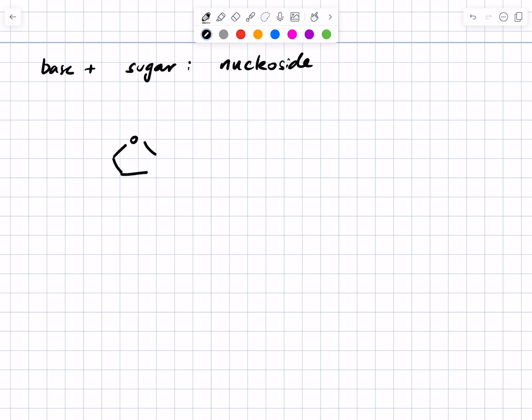The sugar is D-ribose, and the atoms in the ribose ring are numbered 1' at the anomeric carbon. So the anomeric carbon is 1', then 2', 3', 4', and then there's a hydroxymethyl group on the 4' carbon. The CH2 of that is the 5' carbon. 1' is the anomeric carbon.